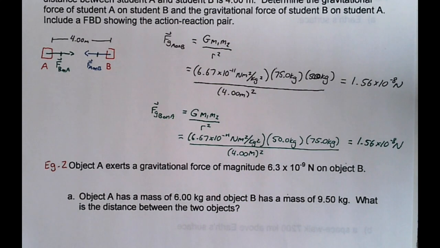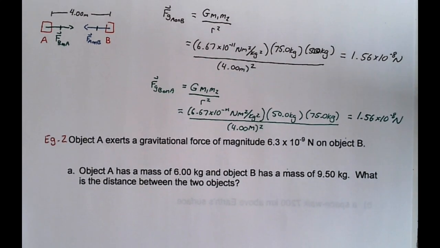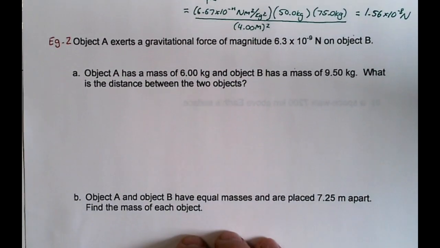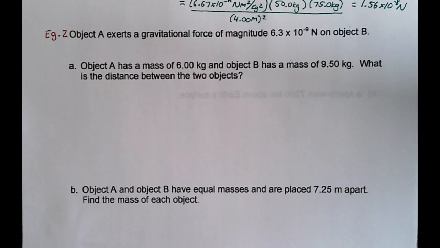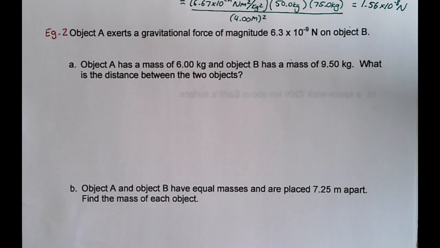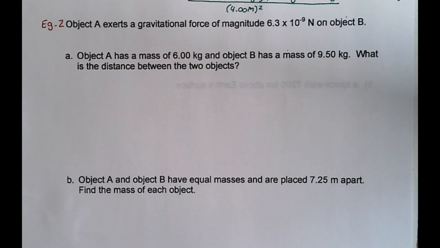Let's do another example, but this time we're going to use the universal gravitation formula that we had just learned to solve for the different variables. In this example, we have object A exerting a gravitational force of magnitude 6.3 times 10 to the negative 9 newtons on object B. The question wants us to solve for object A having a mass of 6 kilograms and object B having a mass of 9.5 kilograms. What is the distance between the two objects?